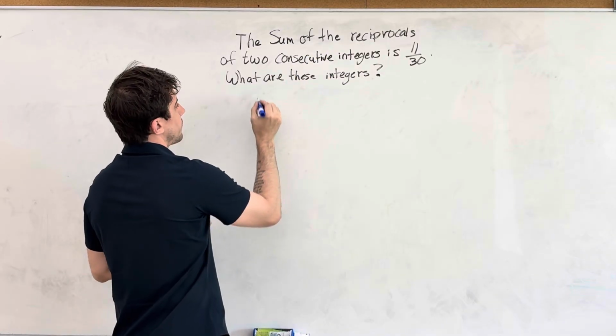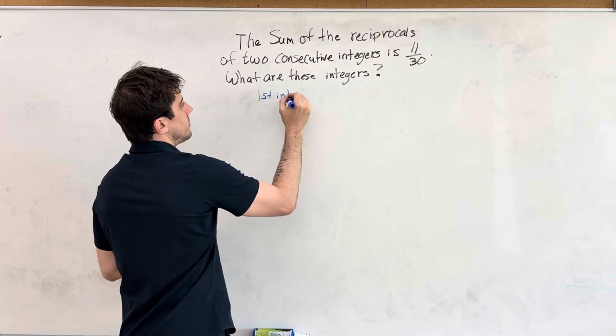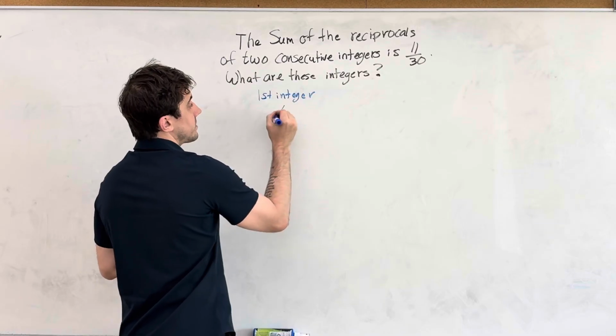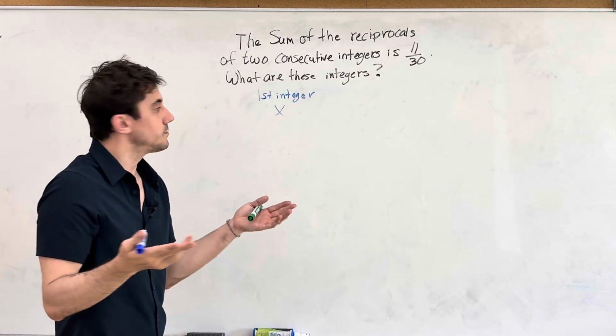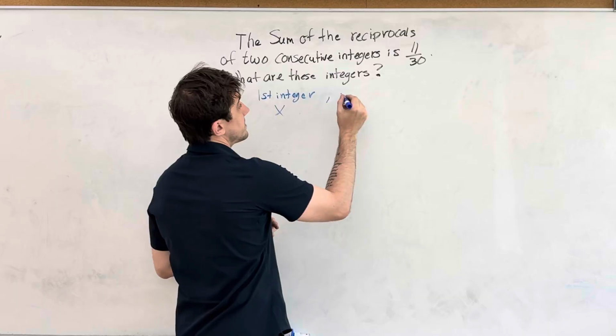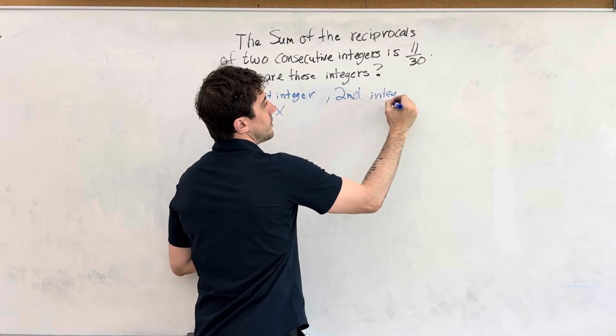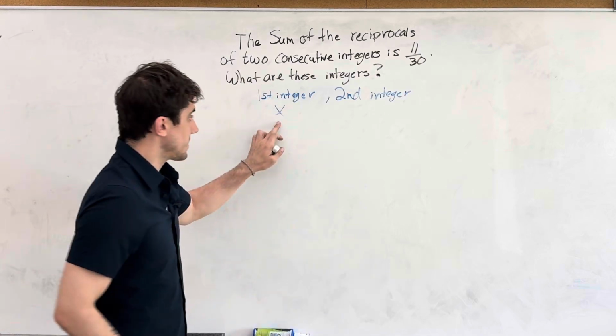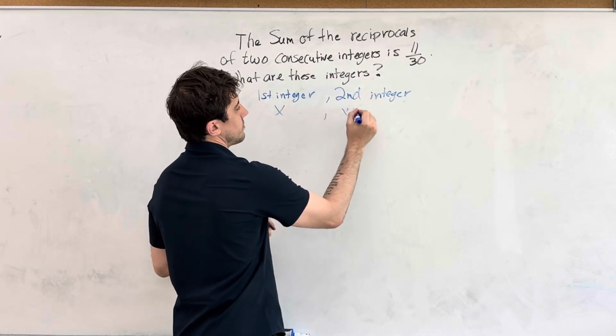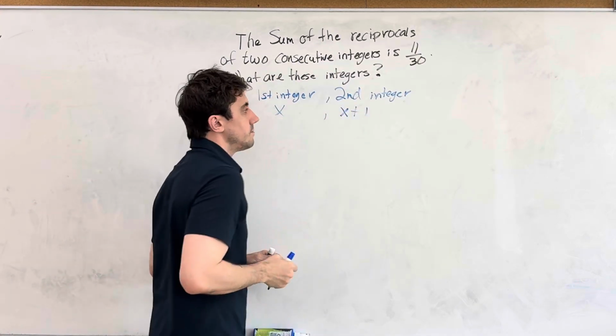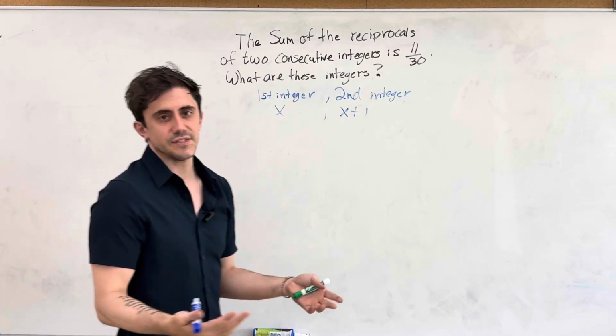So let's name the first integer x, let's say, because we have infinite freedom to call it whatever we want. And then the second integer has to be the one right after it. And so now we don't have any freedom for this one. If the first one is x, then the second one has to be x plus 1, right? Therefore, they are consecutive integers.